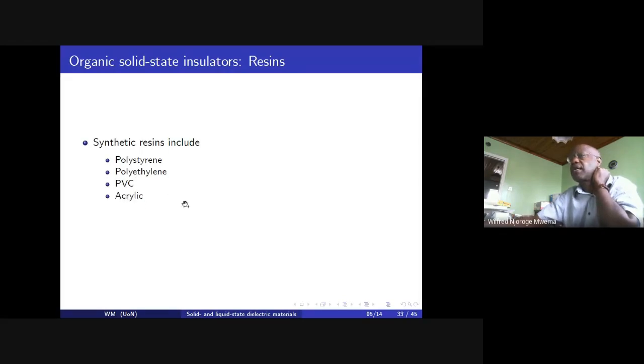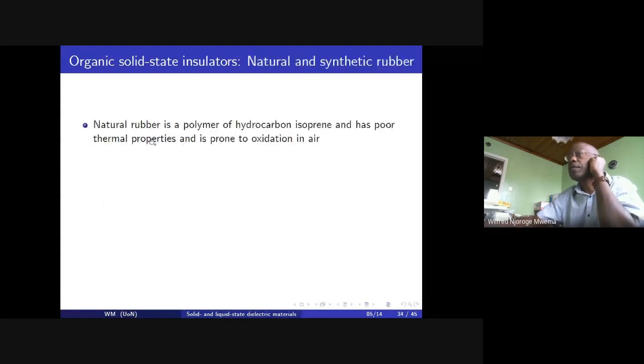And acrylic is a bit more expensive. Polyimide, this gives you a better performance, and they are used mainly in the semiconductor industry, and resins derived from cellulose, polyester, epoxy resins, and so forth.